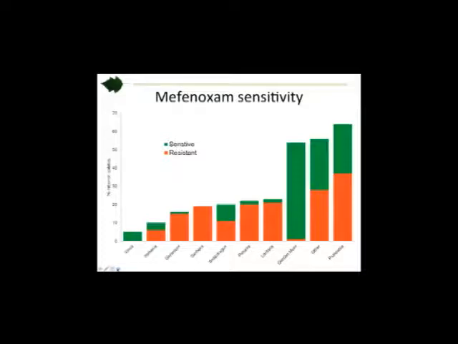So when you think about it, I still feel like Mefenoxam can be a valuable tool, but what it also shows is that you cannot rely on this product as a single mode of action throughout your entire season, because you'll wind up knocking back the sensitive isolates and you will develop an entirely resistant population. So if you don't rotate, you'll wind up losing a lot of the efficacy of this particular active ingredient.